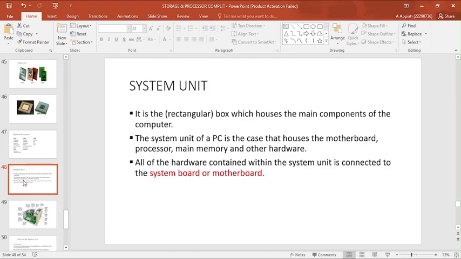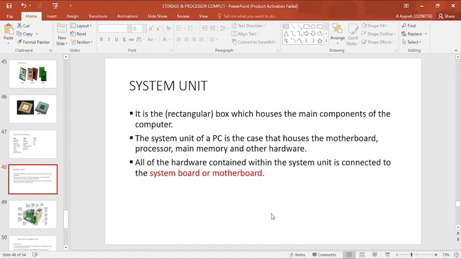Then other hardware components we can also think of is the system unit, which is the rectangular box which contains the main components of the computer. In fact, all the things you've mentioned can be found in the system unit. The system unit of a PC is the case that houses the motherboard, the processor, the main memory, and other hardware.